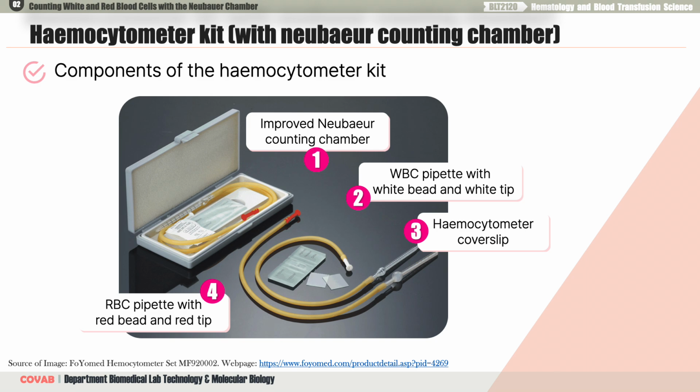So let's look at the hemocytometer kit, what you'd purchase from the stores. It has the improved Neubaur counting chamber. This is number 1. And a white blood cell pipette tip. It has a white bead and a white tip. It has a hemocytometer cover slip. These are slightly larger than ordinary cover slips on the market. And lastly, the hemocytometer kit comes with a red blood cell pipette tip. It has a red bead and a red tip.